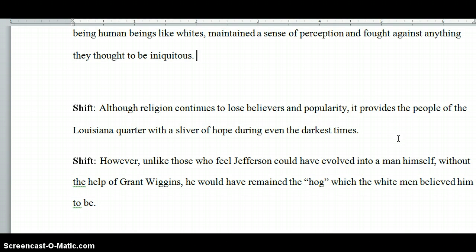Although religion continues to lose believers in popularity, it provides the people of the Louisiana Quarter with a sliver of hope even during the darkest times. And then, however, unlike those who feel Jefferson could have evolved into a man himself, without the help of Grant Wiggins, he would have remained the hog which the white men believed him to be. All 4 excellent. I'm proud of you all for being able to understand the shift.